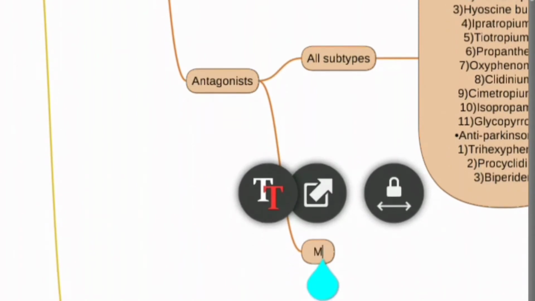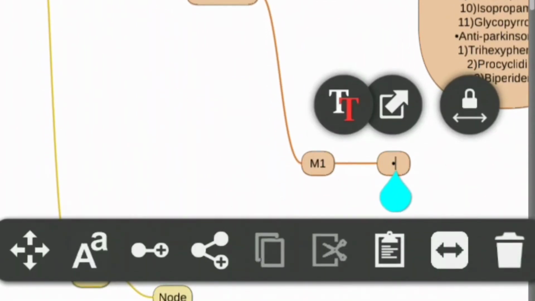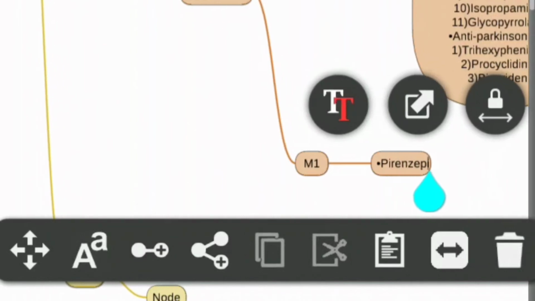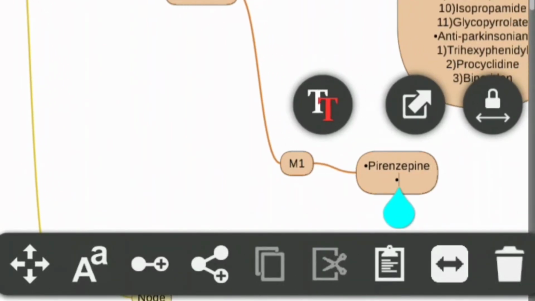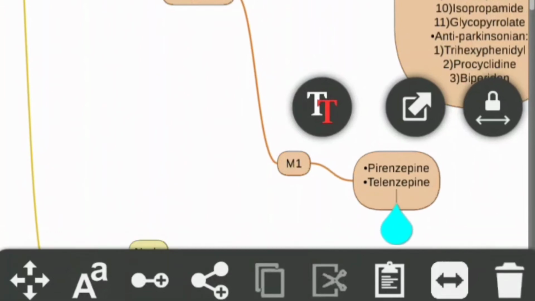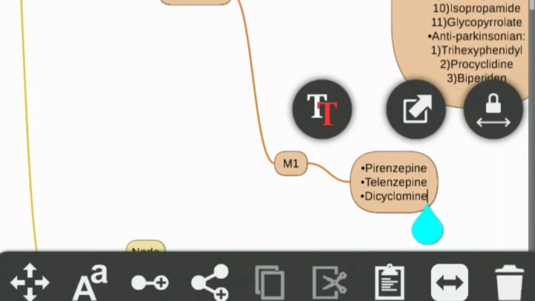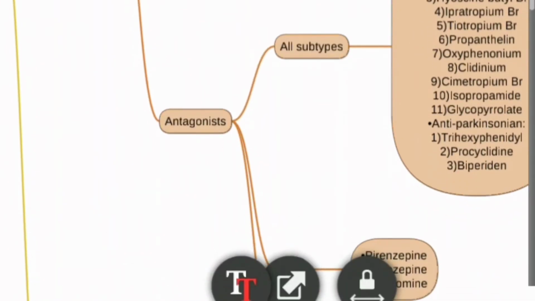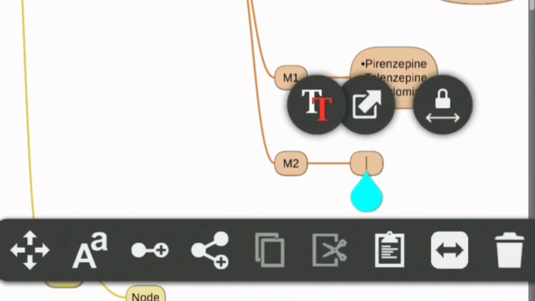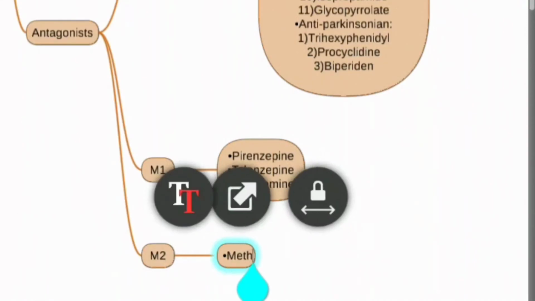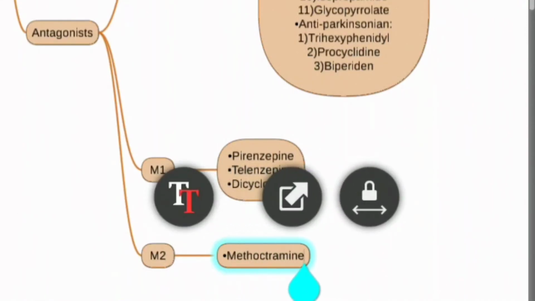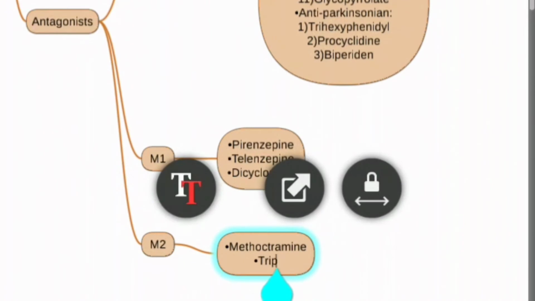Next, drugs acting on the M1 type of receptors: pirenzepine, telenzepine, dicyclomine. Next, drugs acting on the M2 type of receptors: methoctramine, tripitramine.